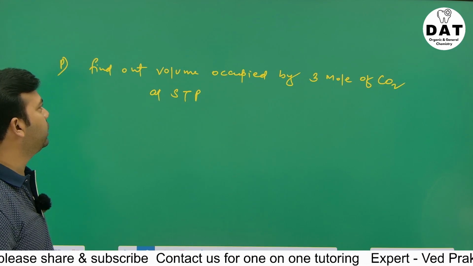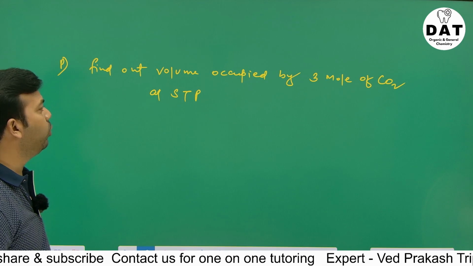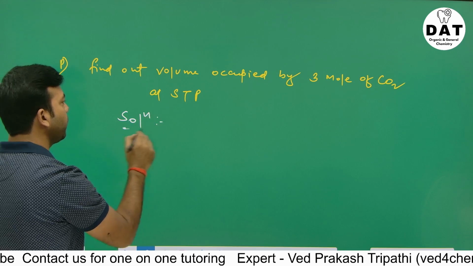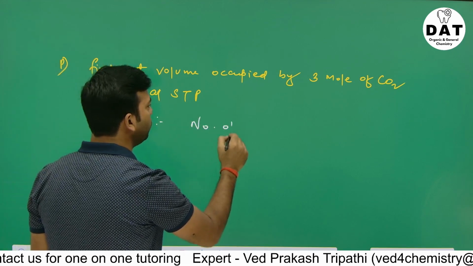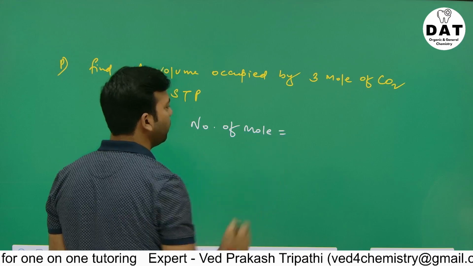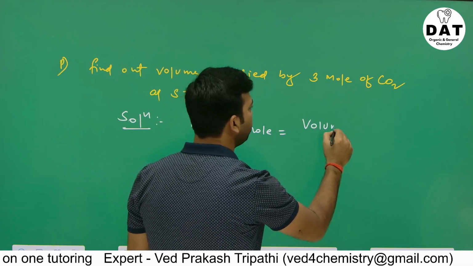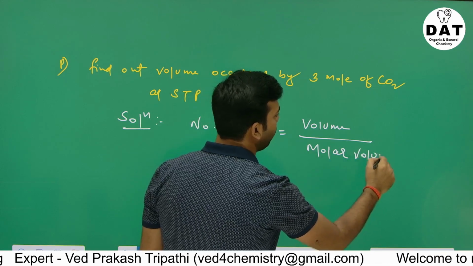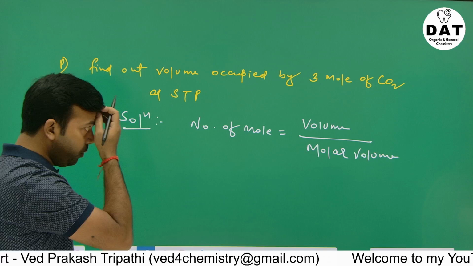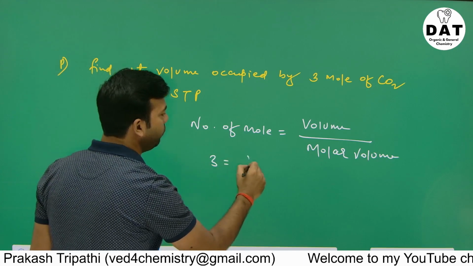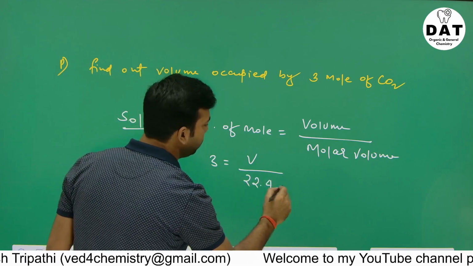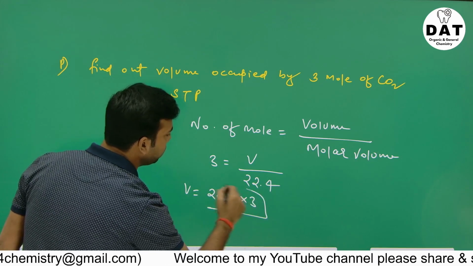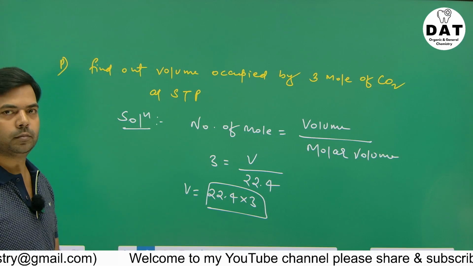So look at this question. It is asking to find the volume occupied by 3 moles of CO2 at STP. So what is the formula? Number of moles is equal to volume given divided by molar volume. Molar volume is always 22.4. Number of moles is given as 3, and we can find the volume. So V is equal to 22.4 into 3. Clear? Simple. Makes sense?